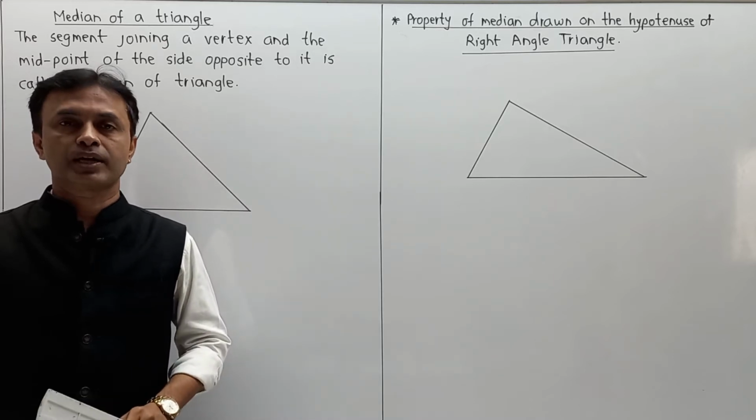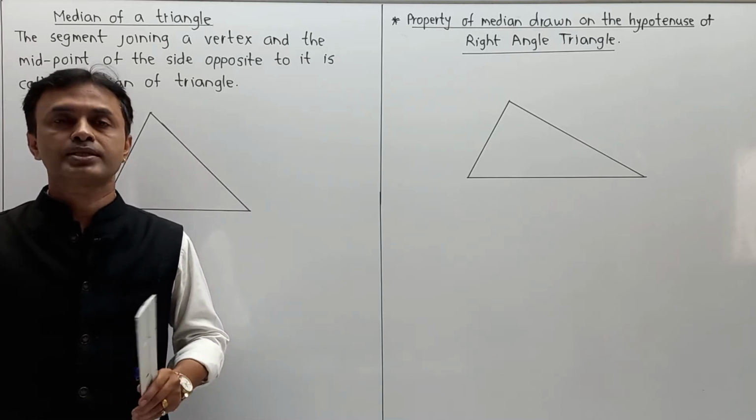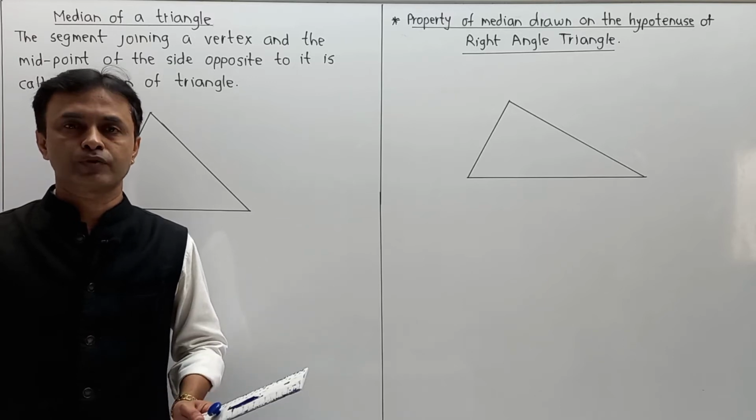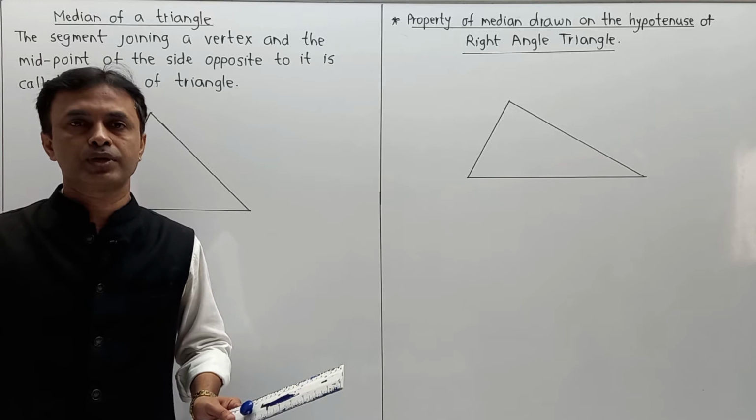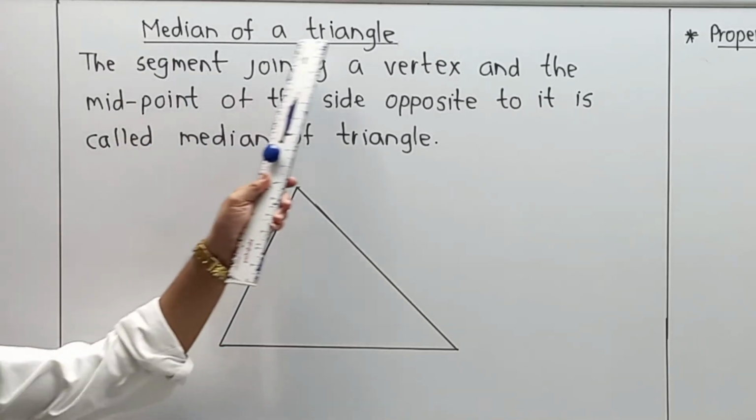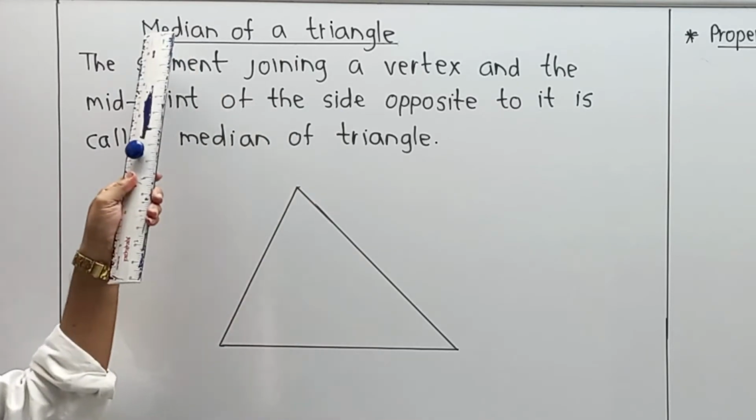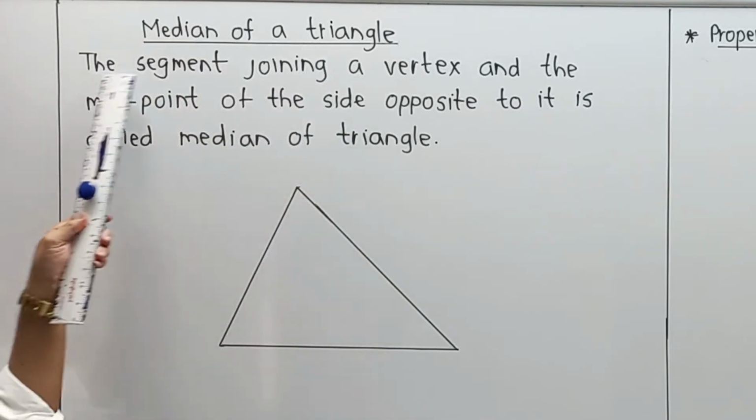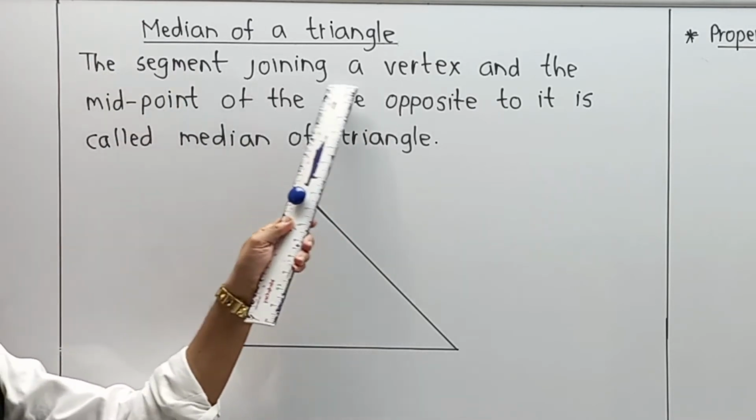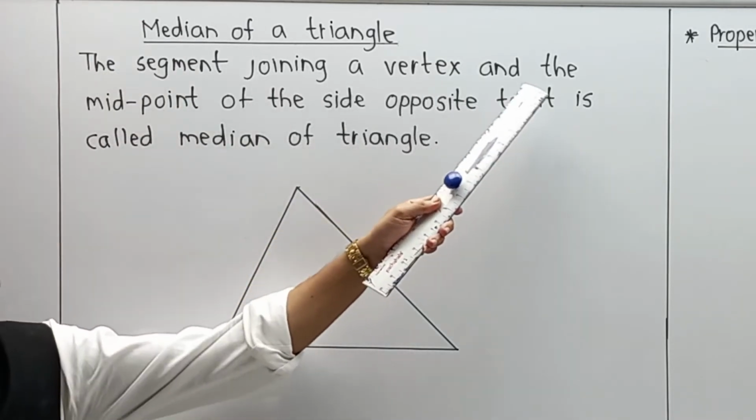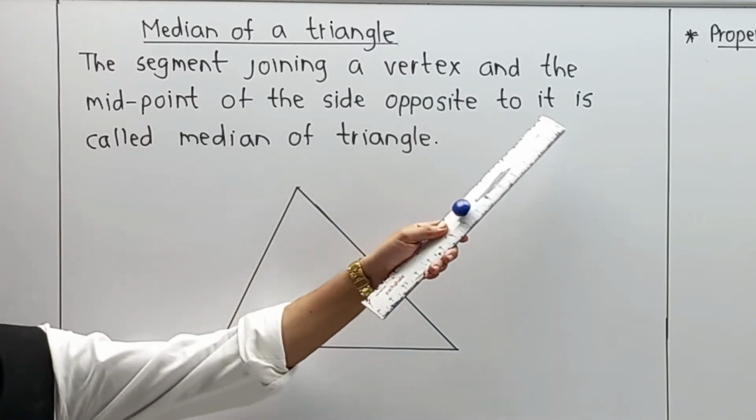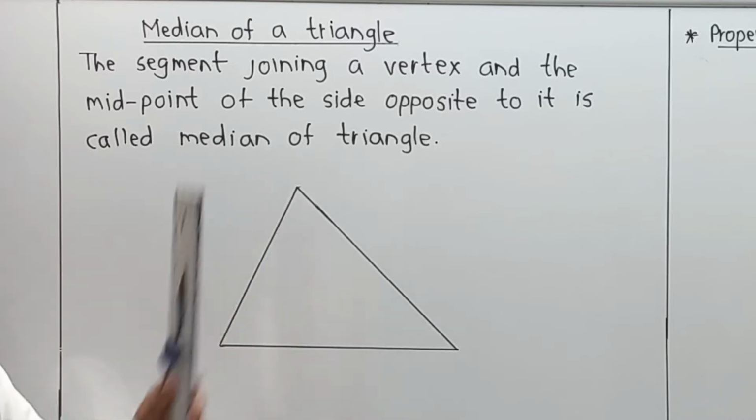First of all, we are trying to understand its definition, what is the property of medians, and how it is applicable when the diagram comes in front of you. All three parts you have to understand over here. And the first part is the median of a triangle. What does it mean? Median of a triangle: the segment joining a vertex and the midpoint of the side opposite to it is called the median of the triangle.